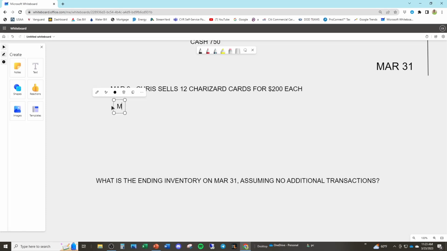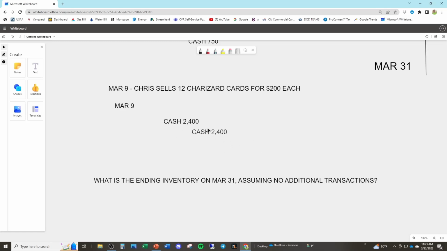So March 9th, we'll just say we sold it for cash. We sold 12 cards for 200 each. So we generated $2,400 in cash, and we generated $2,400 in revenue because that's what we sold it for.